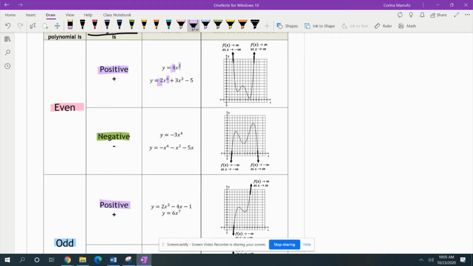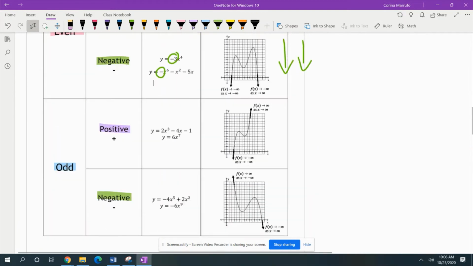Okay, so whenever it's positive and it's even, the end behavior of your graph is going to be pointing up in both directions, up. Okay? So if it's even, your arrows are going to go in the same direction. Either they're both going to be going up or they're both going to be going down. And when they go down, that is when your leading coefficient is negative. Okay. Now for odd.